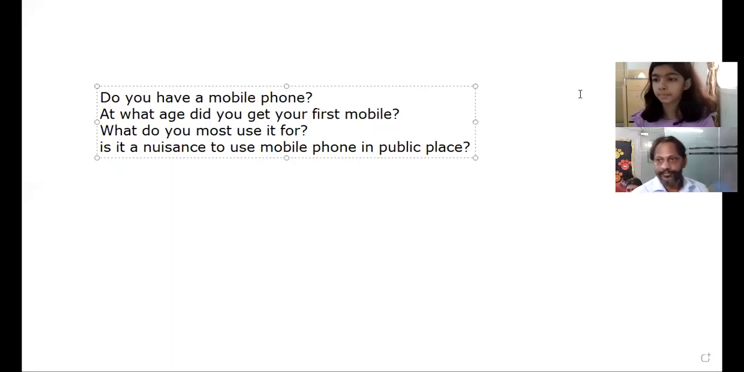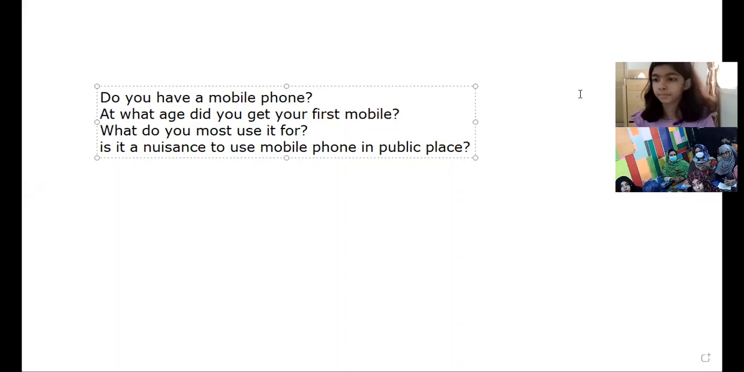Start your turn. Do you have a mobile phone? Yes, I have a mobile phone. It is a great gift from modern technology. It keeps the world in our pocket, and it is very helpful for everyone. Good. At what age did you get your first mobile phone? Nowadays, children are getting their mobile phone at the age of 10, but I got my mobile phone at the age of 14.